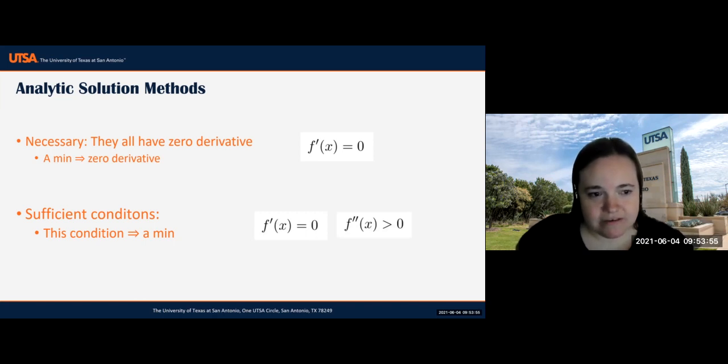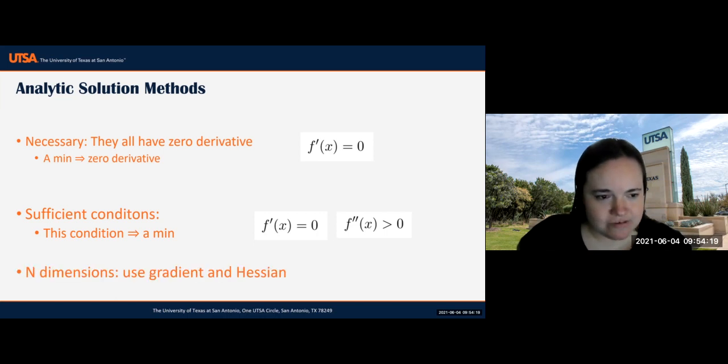Calculus does provide us with sufficient conditions if your objective function is smooth enough. So if you can take the second derivative of your objective function, then calculus actually provides us with the sufficient condition also to say that it's a minimum. And if it satisfies the necessary and sufficient conditions, then we know that we have a minimum. And then just a note here, in higher dimensions, this is very easily extendable. So you use the gradient instead of the derivative, and then you have a positive definite condition on the Hessian. Just to mention that, but don't worry about that.